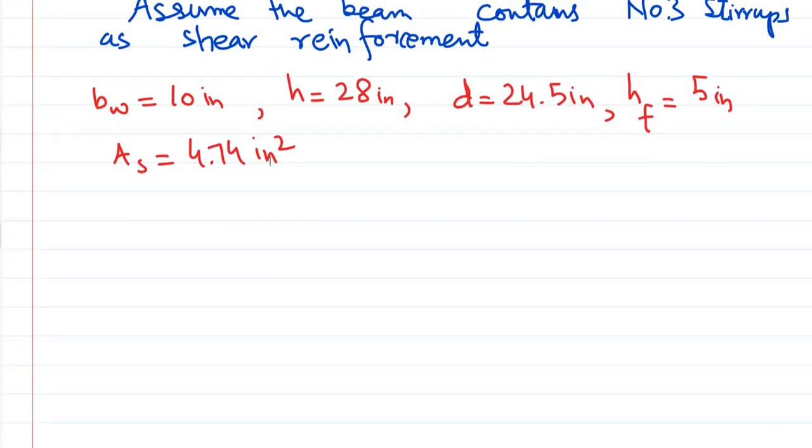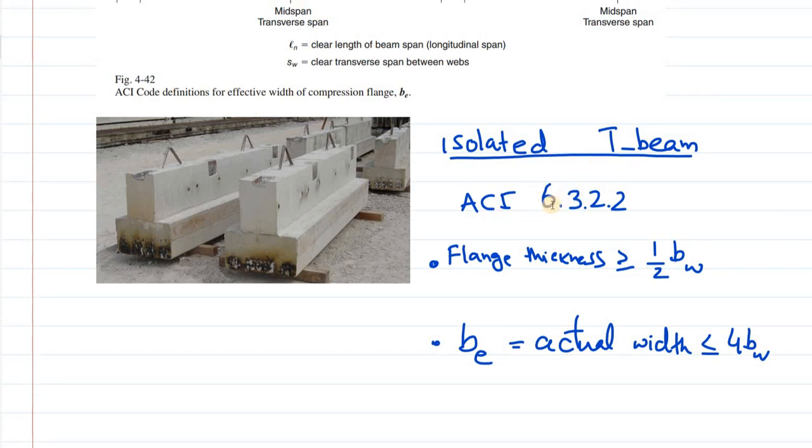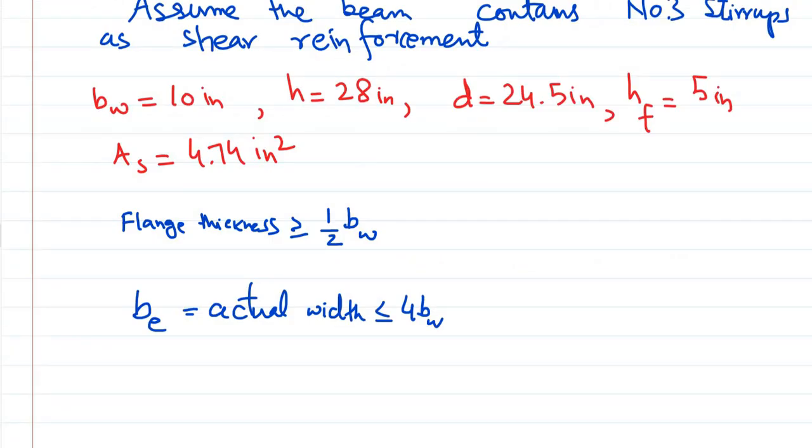For isolated T-beam, we had studied that, let me show you those notes. These were the ACI requirements of isolated T-beam. Flange thickness should be at least equal to or greater than half BW, and BE is equal to actual width not exceeding 4 BW. So these two requirements we are going to check over here. Now in this case, flange thickness is 5, and this needs to be equal to or greater than half of BW, which is 10. These are just equal, so this is okay.